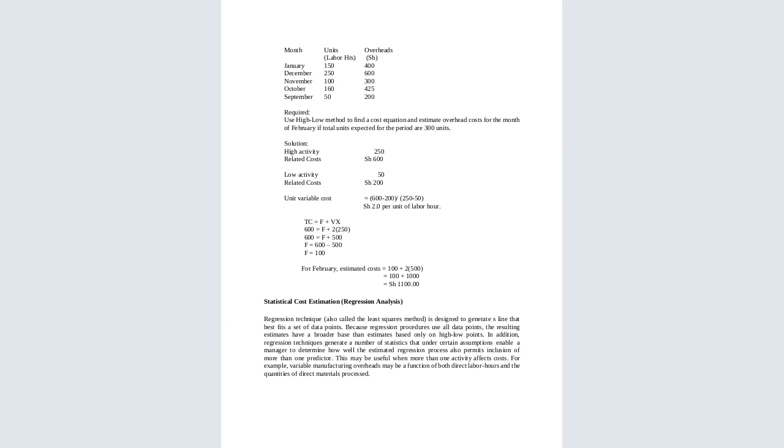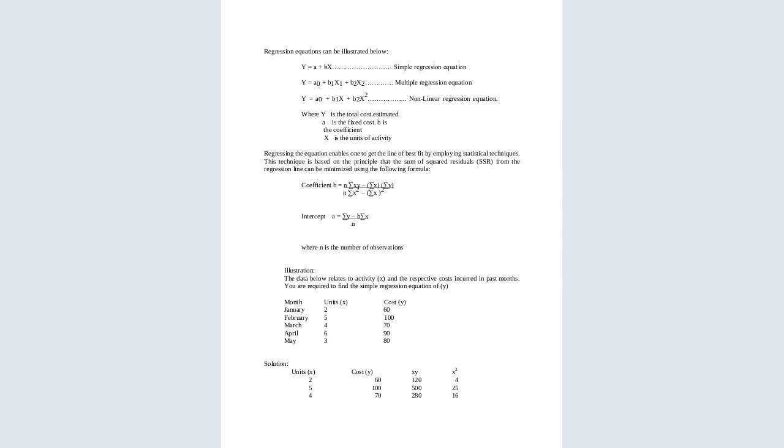Regression is also a statistical technique of estimating costs. Remember, one of the challenges under the high-low method is that it does not take into account all the units, but only looks at the highest and lowest values. However, regression analysis takes into account all the units: the highest, the lowest, and any other units. That's an advantage of regression. So it is a statistical technique that can be used to predict costs.